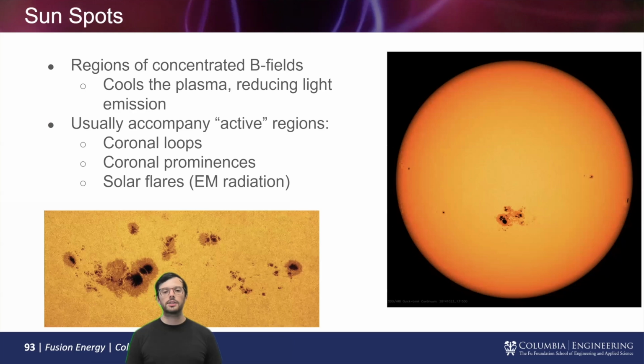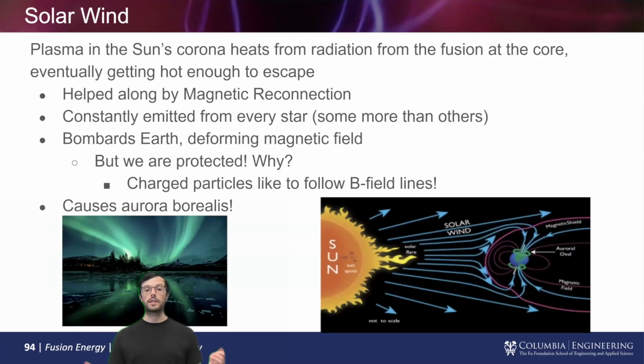All right, sunspots, I'll just mention briefly because they're something you can see with your own eyes if you use a protective telescope or something. They're regions of concentrated magnetic field that actually cool the plasma, slightly reducing the light emission. They're also usually active regions. So if you have high magnetic field, you have these magnetic field structures called coronal loops, or prominences. Those are relatively similar. And you also get solar flares. That's why I mentioned sunspots, because we're going to talk about solar wind next and then solar flares.